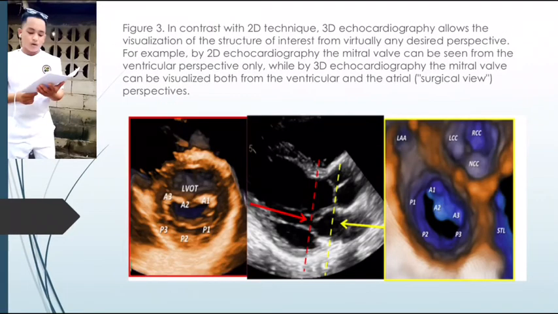In contrast with the 2D technique, 3D echocardiography allows the visualization of the structure of interest from virtually any desired perspective. For example, by 2D echocardiography, the mitral valve can be seen from the ventricular perspective only, while by 3D echocardiography, the mitral valve can be visualized both from the ventricular and the atrial surgical view perspectives.